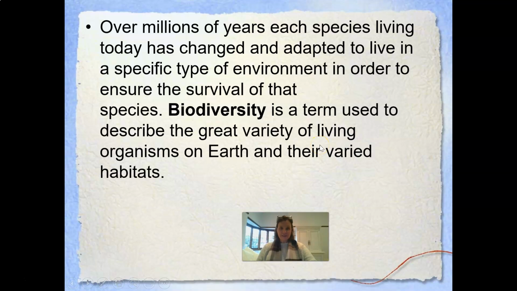Over millions of years, each species living today has changed and adapted to live in a specific type of environment in order to ensure the survival of that species. Biodiversity is a term used to describe the great variety of living organisms on Earth, as well as their varied habitats.